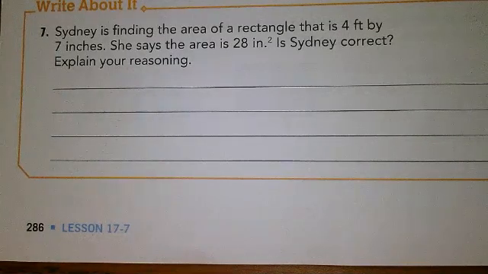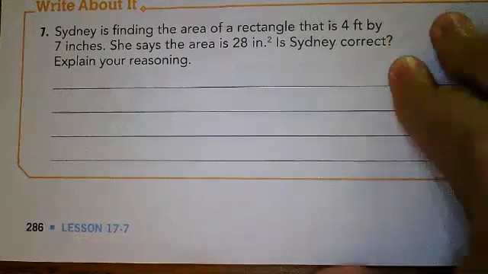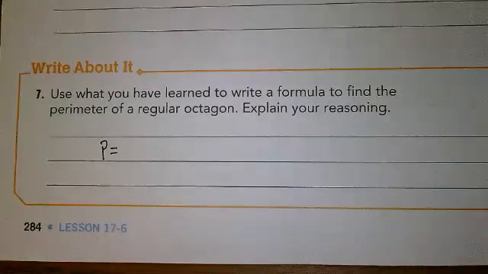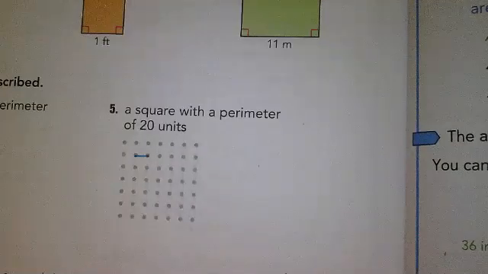Your homework is both sides. So 17-7, both sides, 285 to 286. That is 10 problems total. Some of you have probably already started.